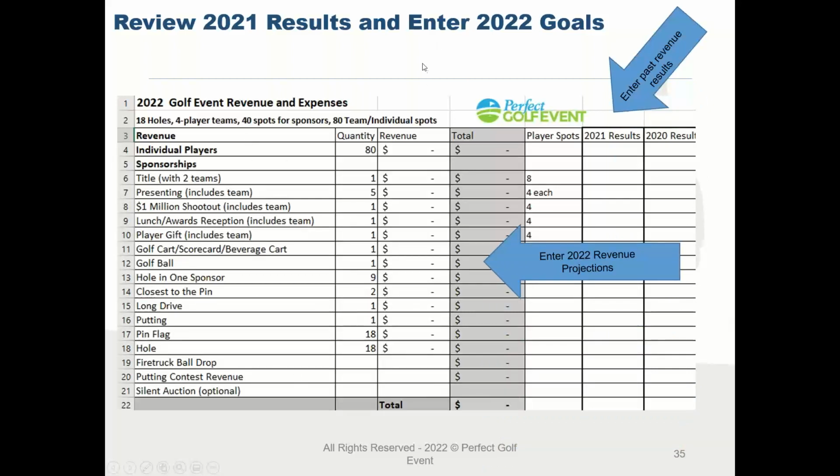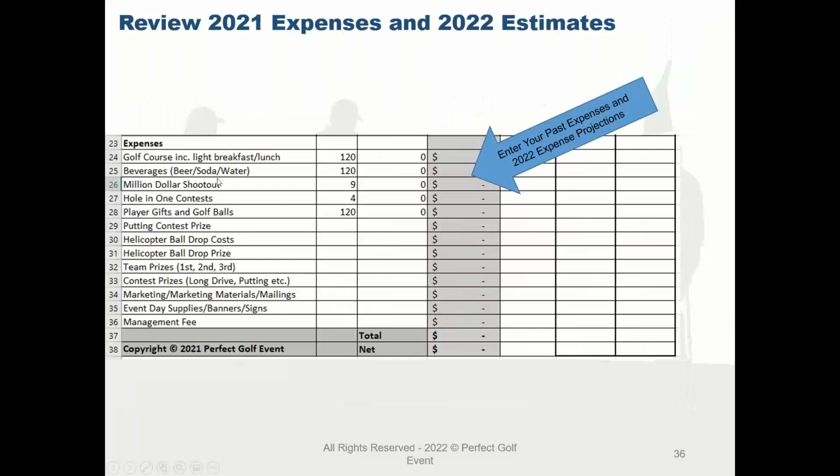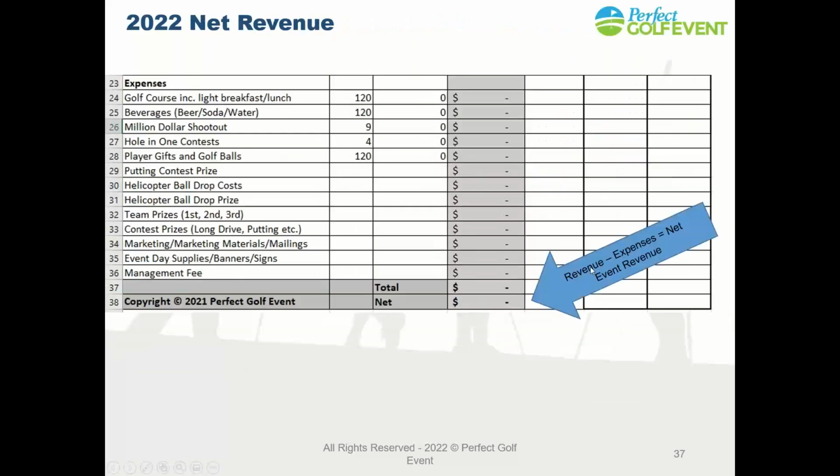So you put those into a spreadsheet, and then you plug in all your expenses. When you're done, you're going to get your bottom line. So you can take all your revenue projections and all your expense projections. You're going to hit a button that's going to tell you, hey, this is what you're going to raise net.